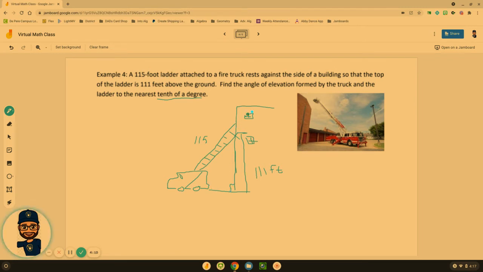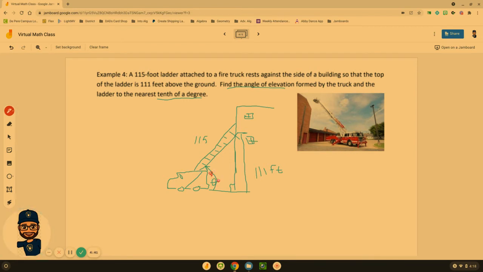The angle of elevation, we're trying to find the angle of elevation formed by the truck and the ladder. So if I'm sitting in the truck looking out to the horizon, that's this way, they're asking me to find what's this angle of elevation from the ground to where that ladder sits. So we're going to mark this as our theta. Okay, we are looking for this angle measurement right down here.